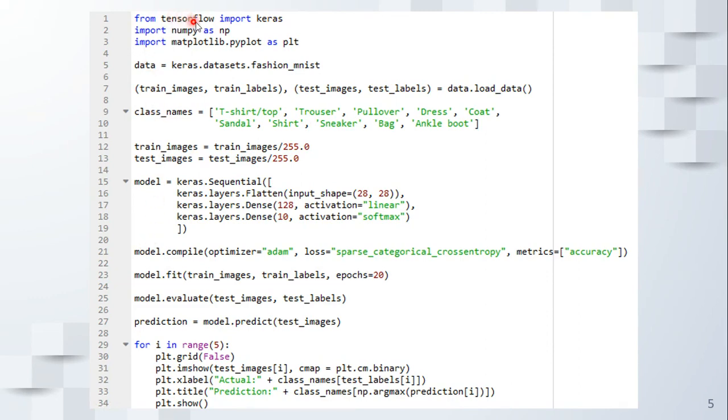Please note that this code is not original and comes from the TensorFlow official website and TensorFlow 2.0 crash course.